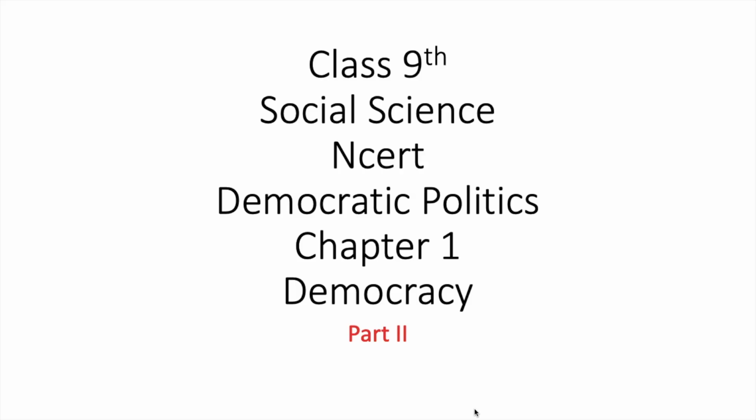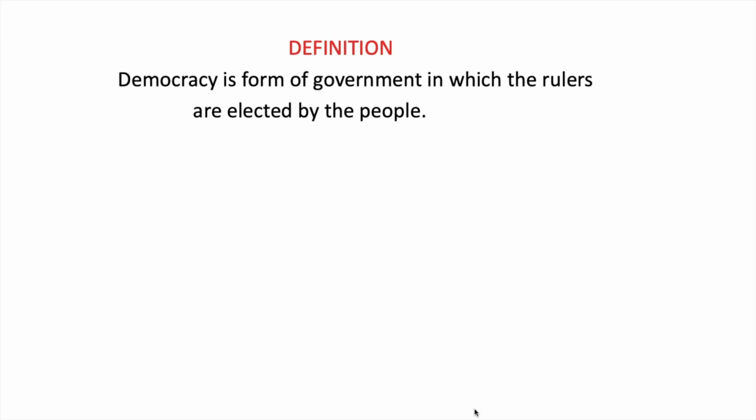Earlier we saw the definition of democracy as a form of government where rulers are elected by the people. To understand this definition in a better way, we will now be discussing the bare minimum required features of democracy. There are broadly 4 features that we will be studying as shown in the diagram.